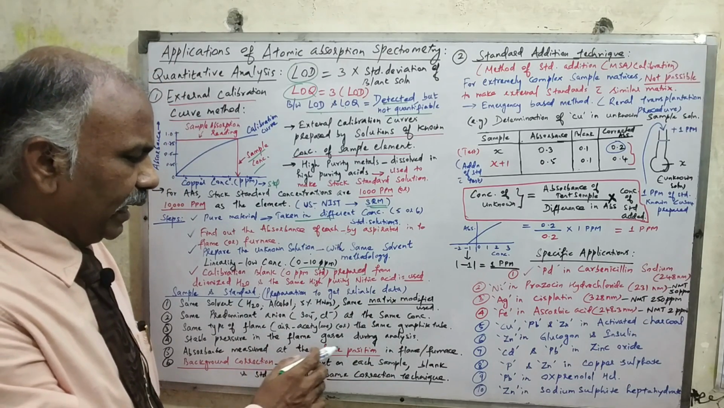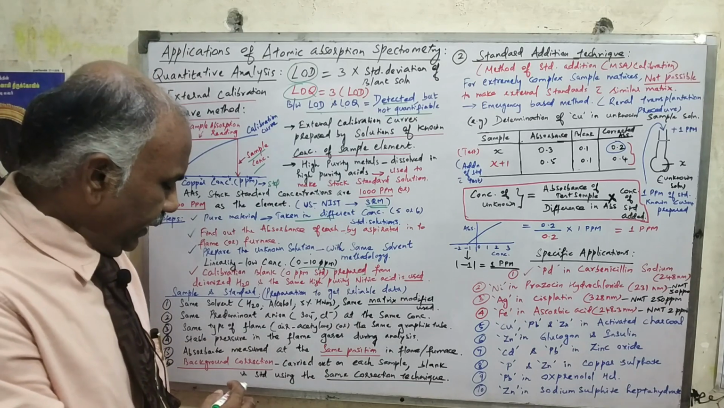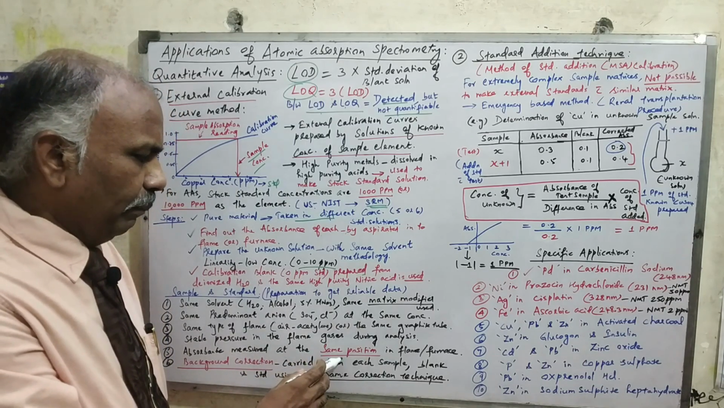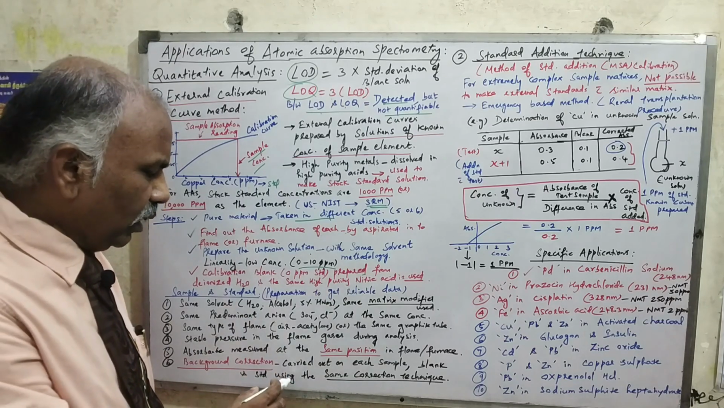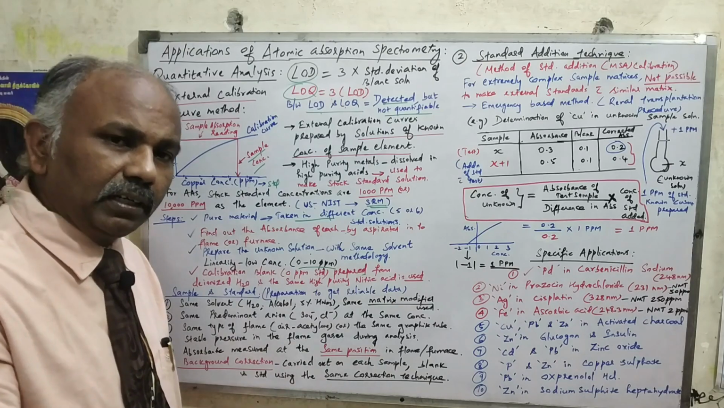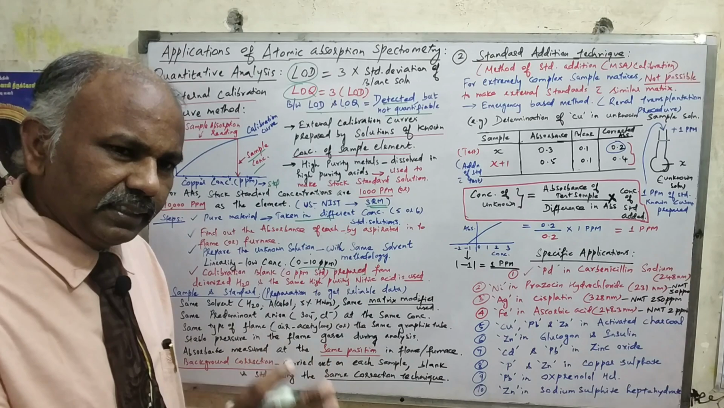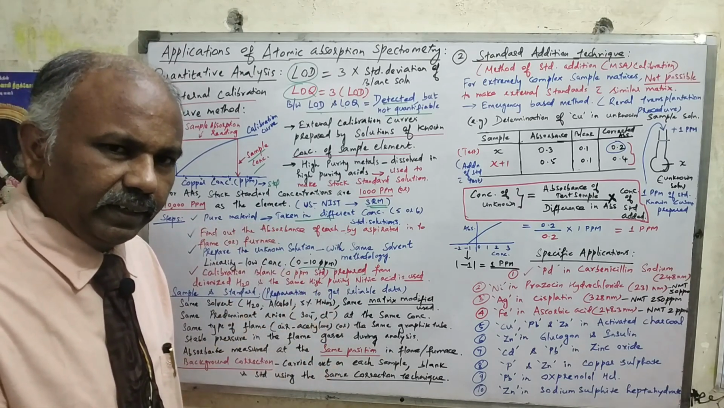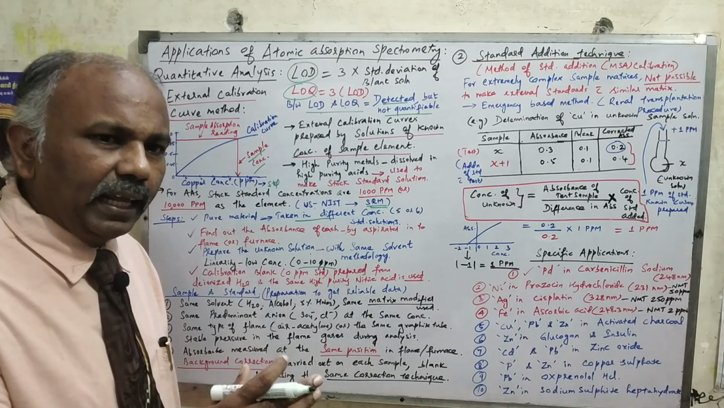Absorbance should be measured at the same position in the flame or furnace. This is also very, very important. Last but not least, background correction should be carried out on each sample, blank and standard, using the same correction technique. If you use the Zeeman correction technique, you have to use the same Zeeman correction technique for both the standard and the sample. Right? So this is the protocol we have to follow for the external calibration technique.